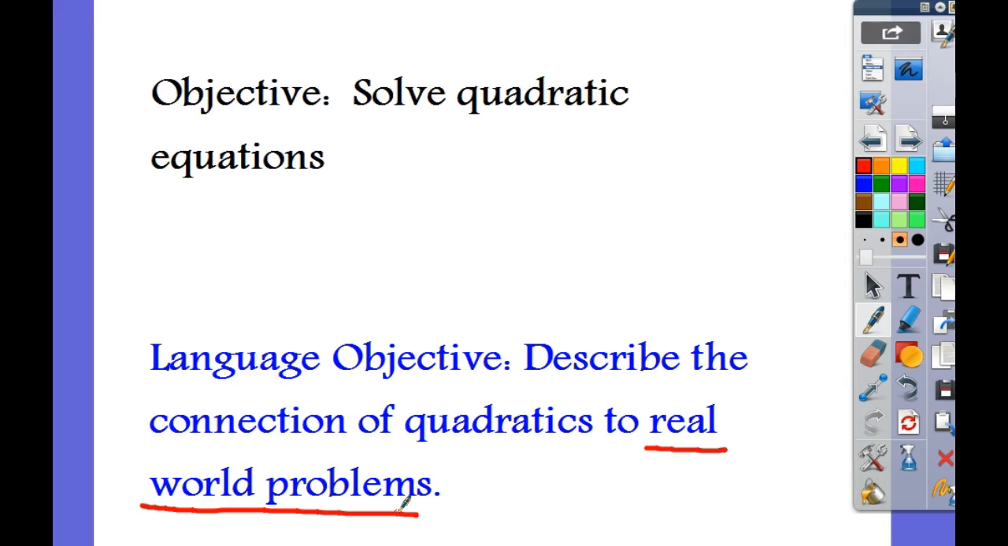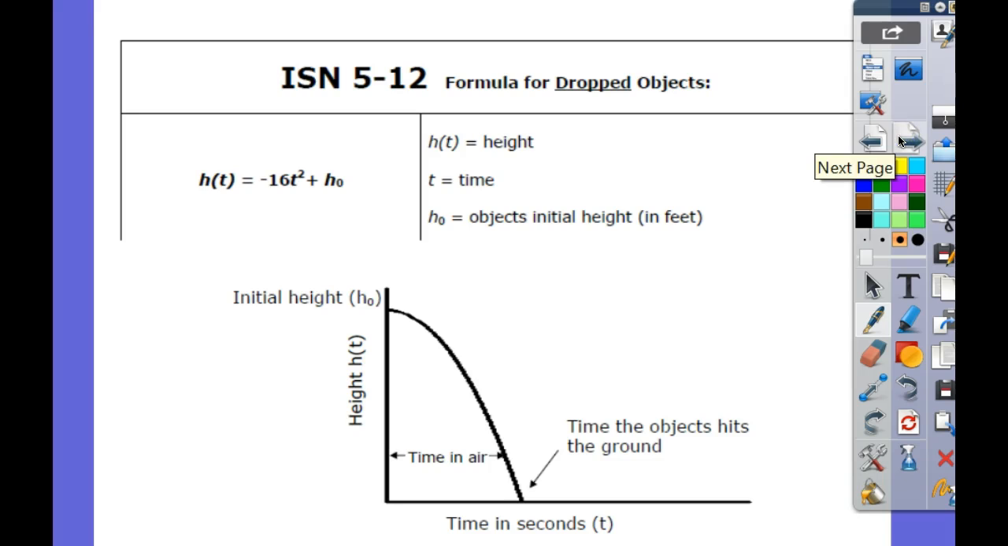On your notes, you see this equation right here. This is for a dropped object. If I take an object and drop it, what's going to happen to it? It's going to fall down. Have you ever dropped an object and it went up instead of down? Of course not. Why does it go down? Because of gravity. And the negative sign right here in the formula is because it's going to go down. This 16 in the formula is the constant due to gravity.